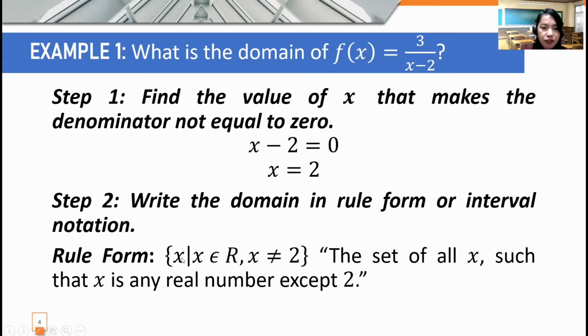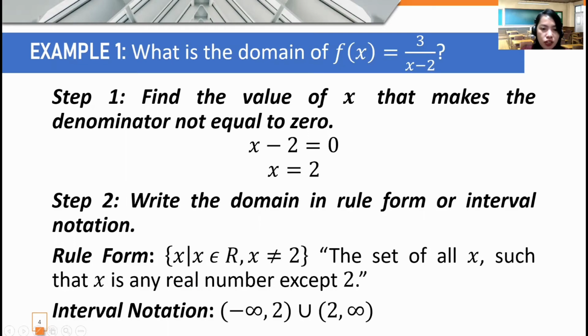In rule form, we have the format braces and then x such that x, we have here the element symbol, R, that is the symbol for real numbers. And then comma, we have here the variable x. We have 3 x's here that stands for domain. And then the not equal sign, followed by the number 2 na nakuha natin sa step number 1. This can be read as the set of all x such that x is any real number except 2. That is the rule form.